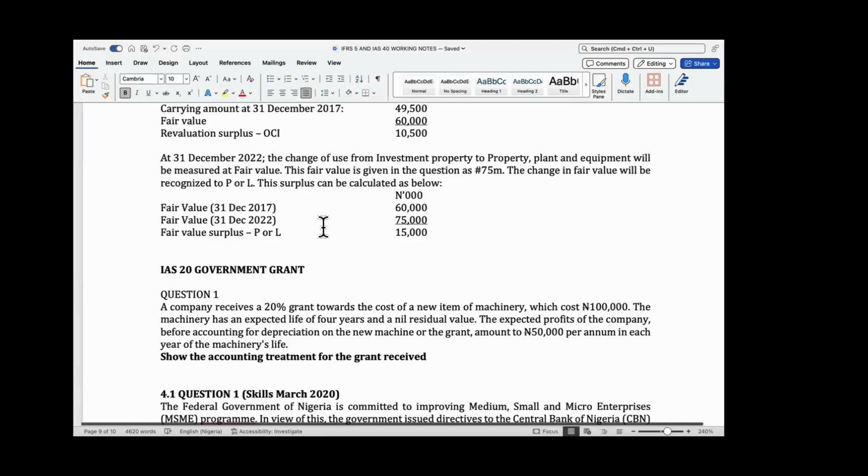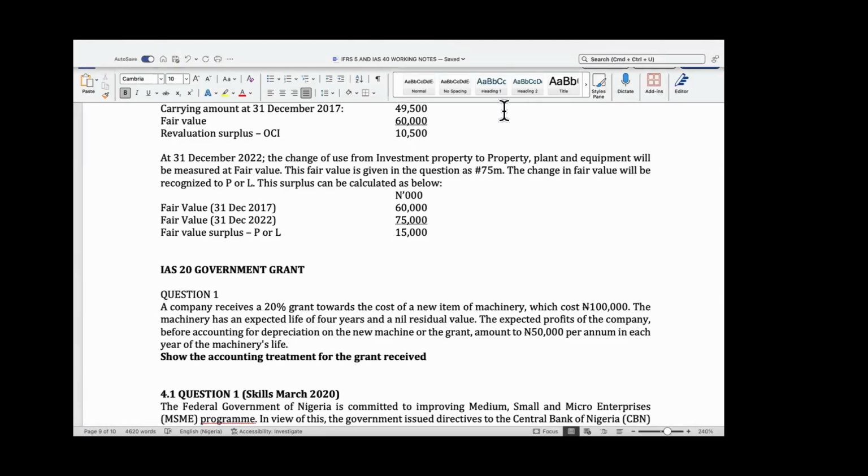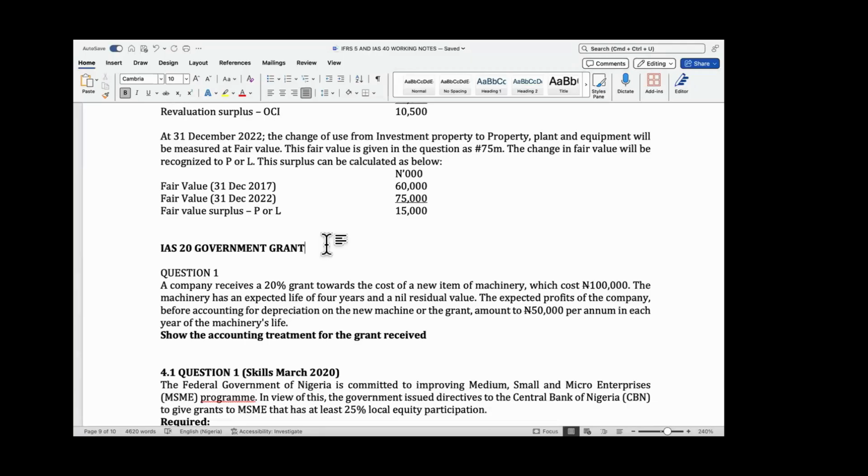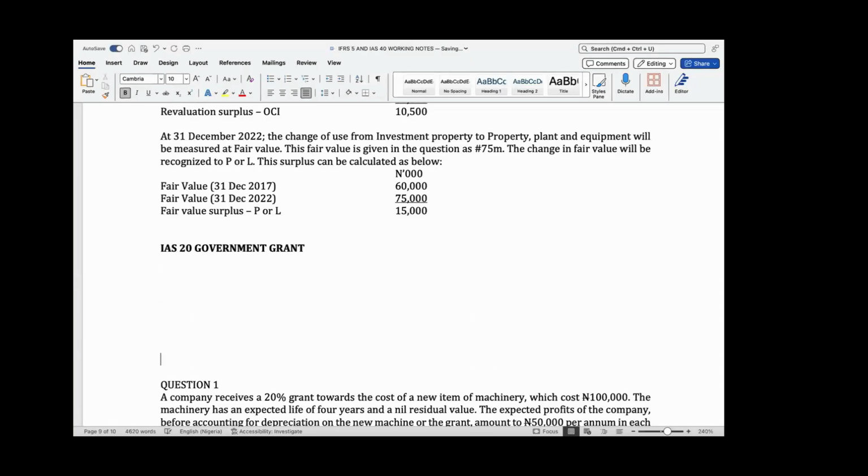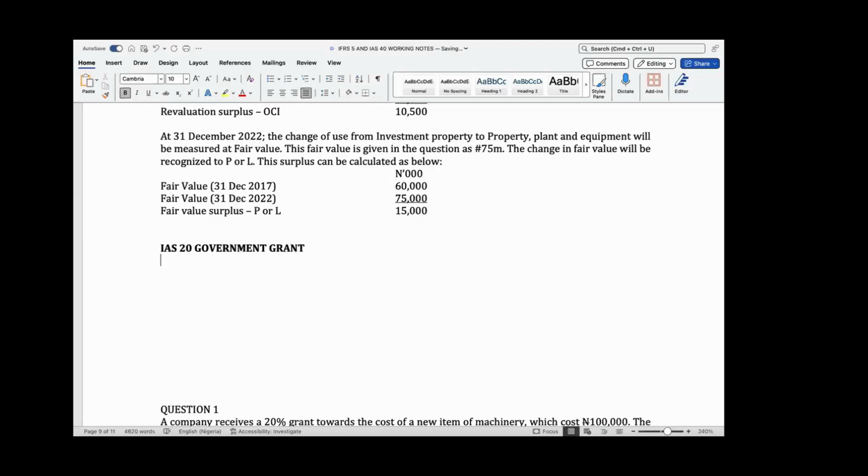Okay, so let's quickly look at government grants. This is also a very short standard. Let me just explain the principles to you. I think let me start from government assistance. Everybody here knows what government is, whether state government, local governments or federal governments. That is government. So there's something we call government assistance.